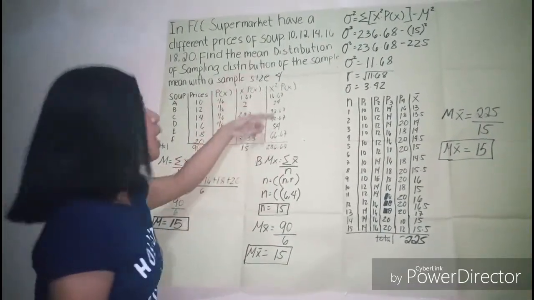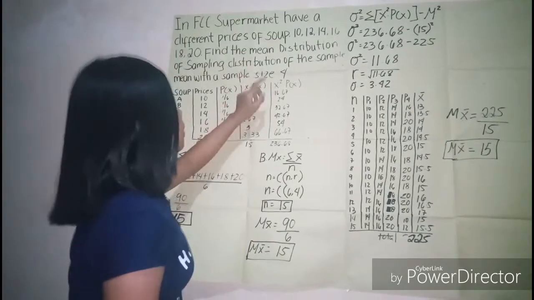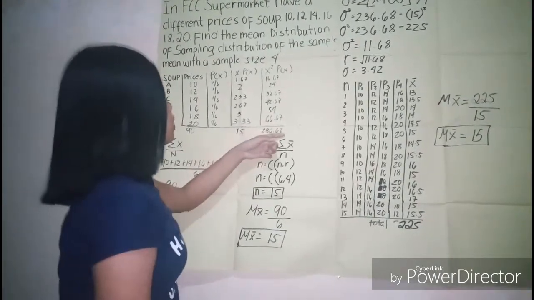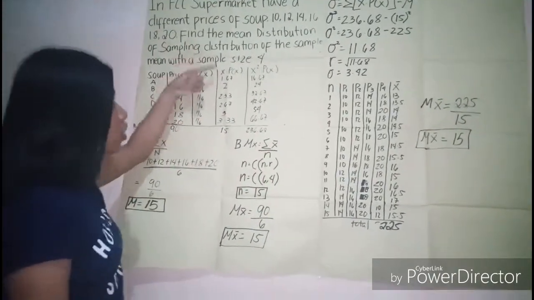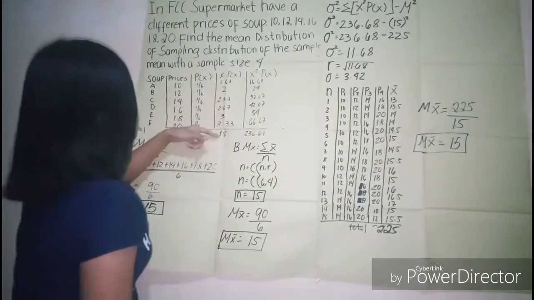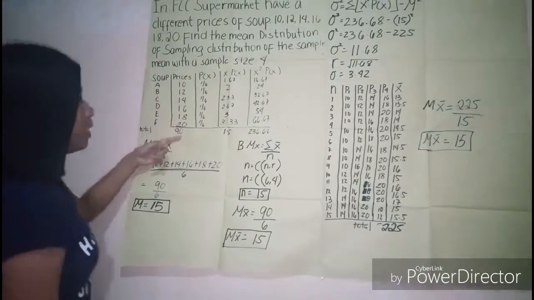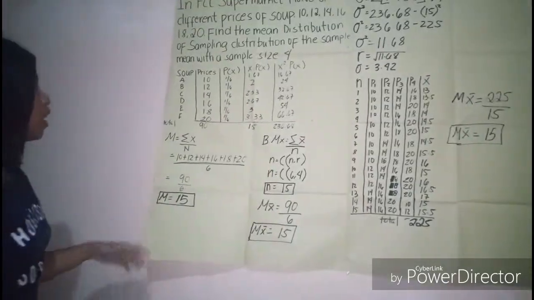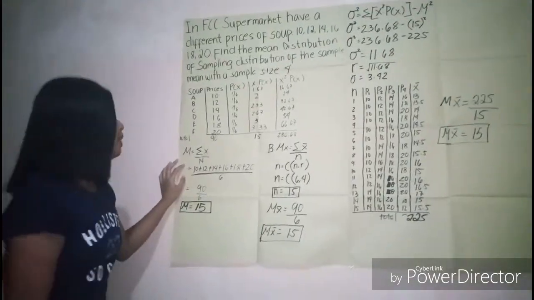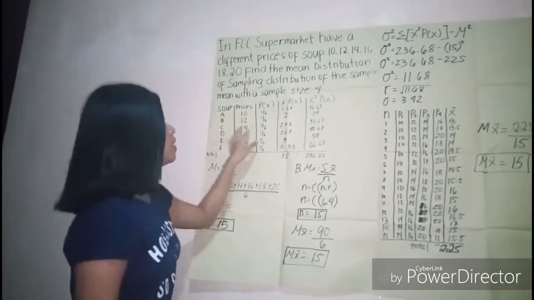So, this is the total of X squared times P of X, which is equal to 236.68. Then this is also the total of X times P of X, which is equal to 15. The sum of the prices is equal to 90. So, we proceed. We have finished the first table.